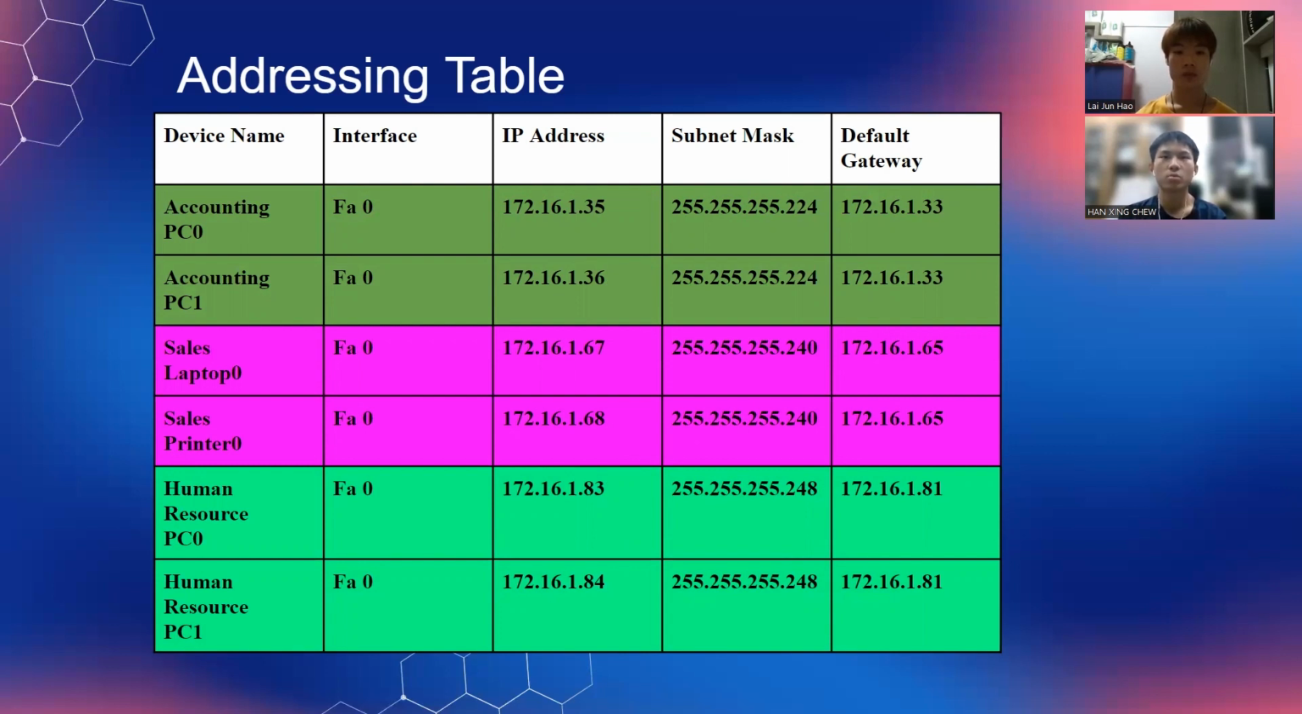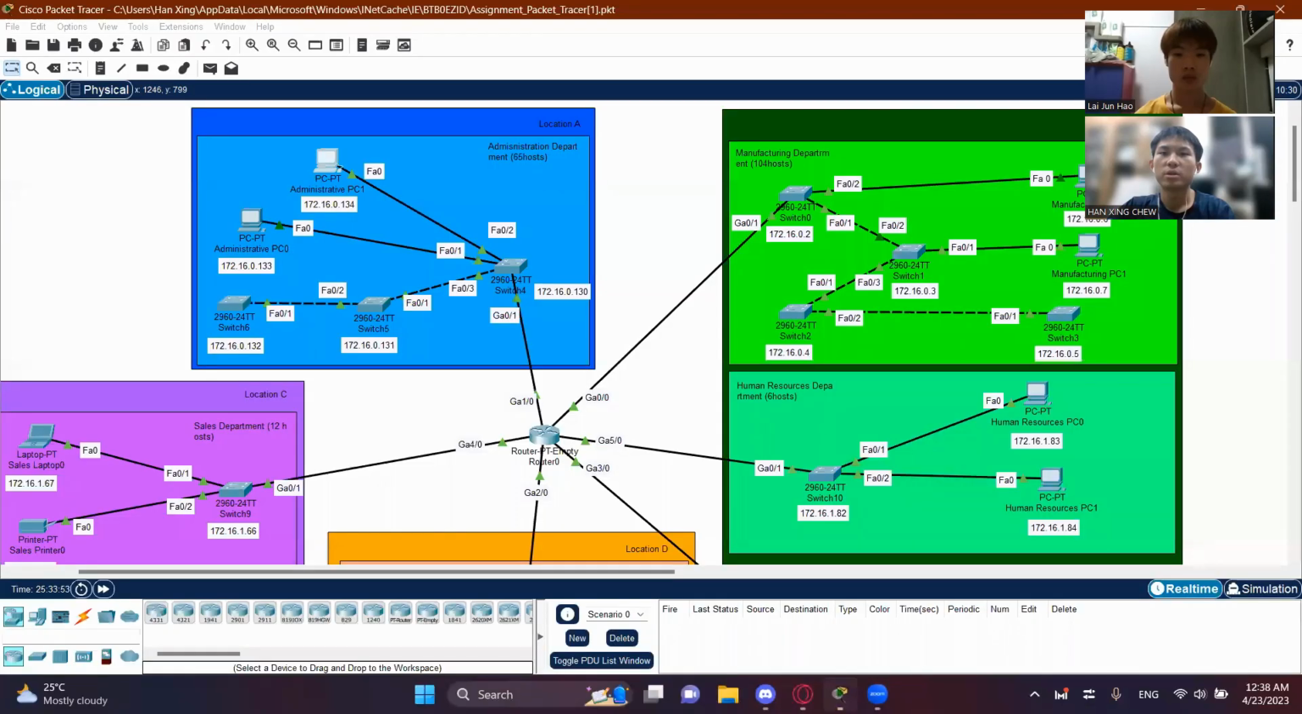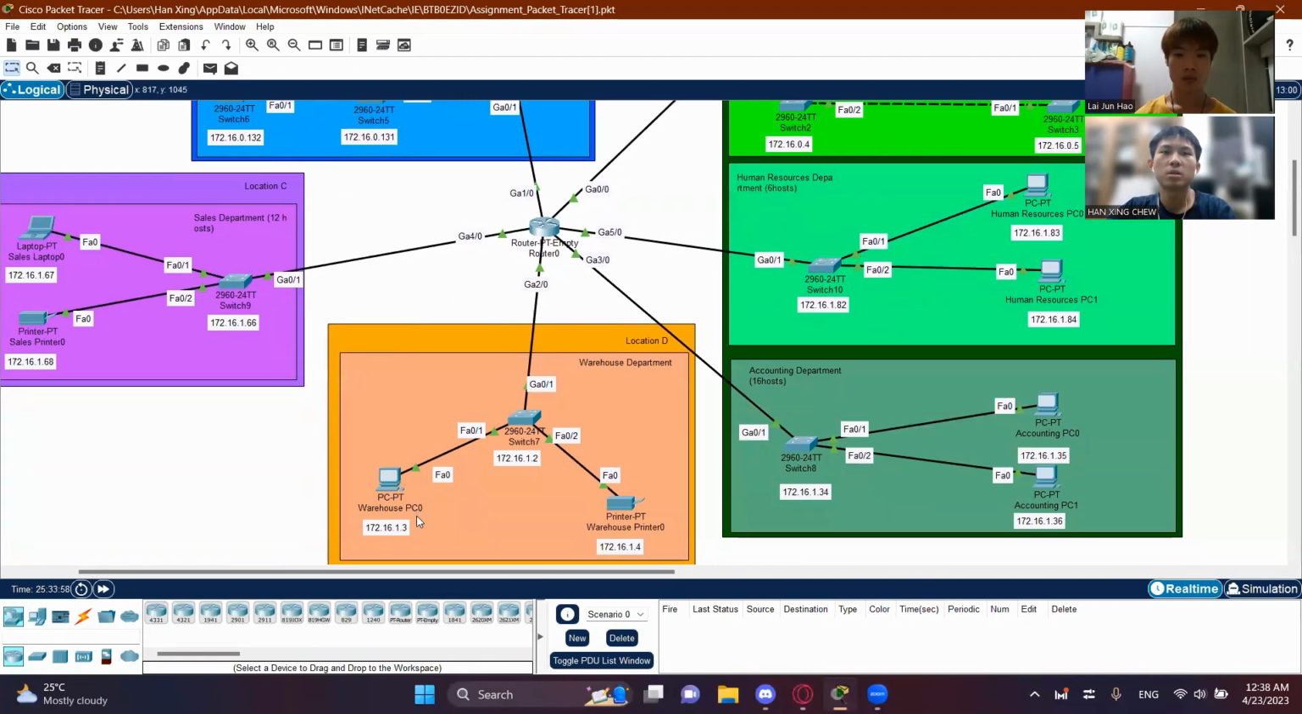The IP address is 172.16.1.67 to 68. And subnet mask, we're using 240. And for default gateway, we're using 172.16.1.65. For human resource, we're using two PC and using Fast Ethernet as interface, and IP address is starting from 83 to 84. And subnet mask we're using both as 255.255.255.248, and default gateway we're using 172.16.1.81.